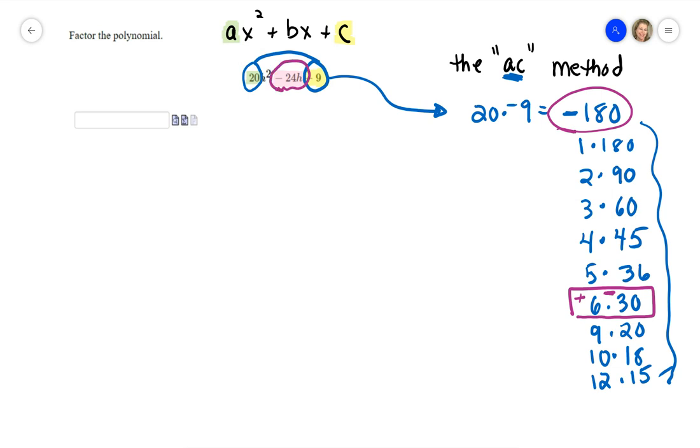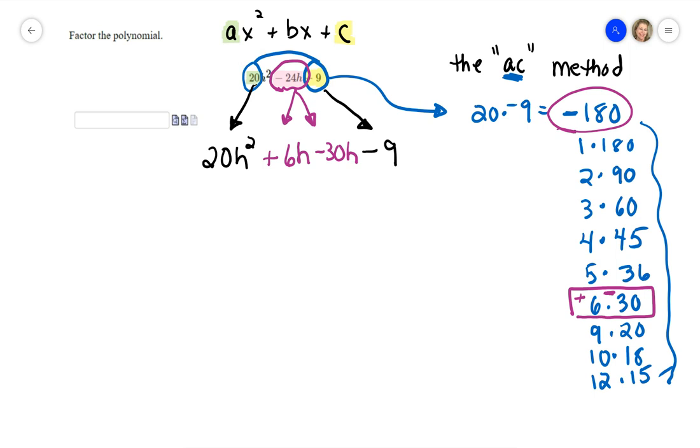Now this is what you're going to do. Your 20h squared is still your first term. Your -9 is still your last term. But you're going to take your middle term of a -24h and replace it with the +6h minus 30h. Because remember, that was a 24h, so got to put the h's on there.